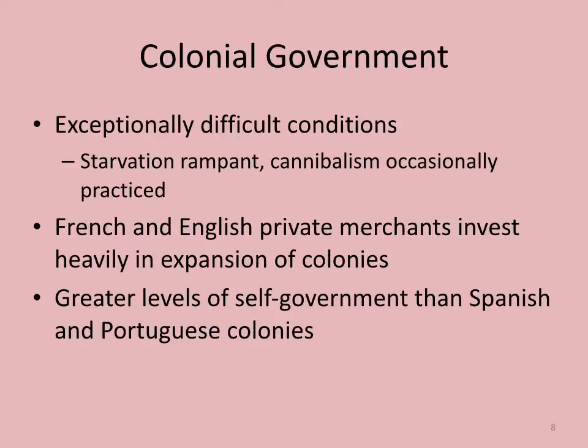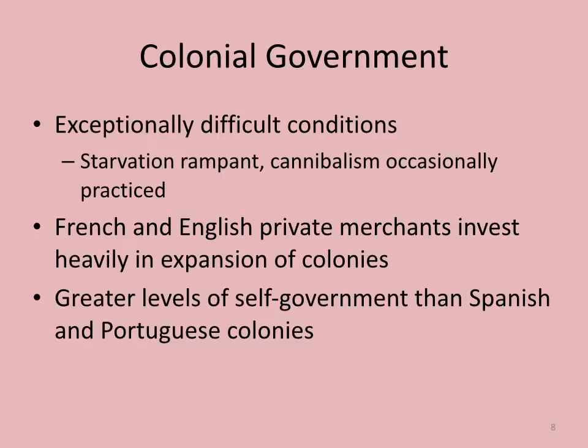If you don't die from disease and starvation, you're probably going to be killed by your neighbor. If you aren't killed by your neighbor, you're probably going to be killed during childbirth. But if you give birth to a child, your child's probably going to die anyway. It's not a great place to be.